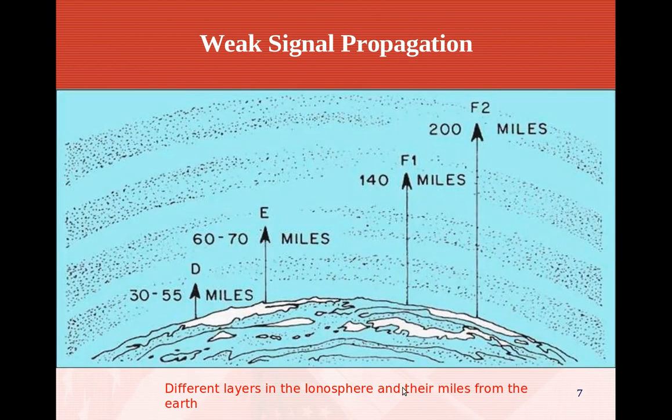Different layers of the ionosphere, and they're miles from Earth. So we have D layer, which is anywhere from 30 to 55 miles. E layer, 60 to 70 miles. F1, 140 miles. F2, 200 miles.